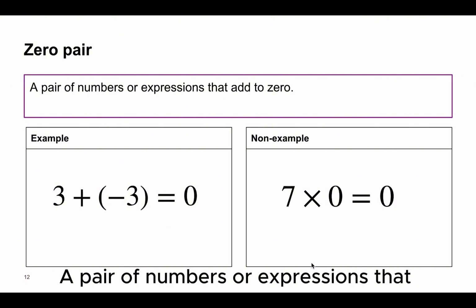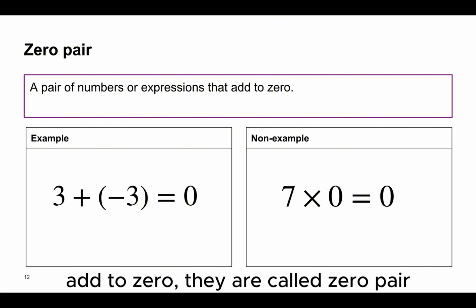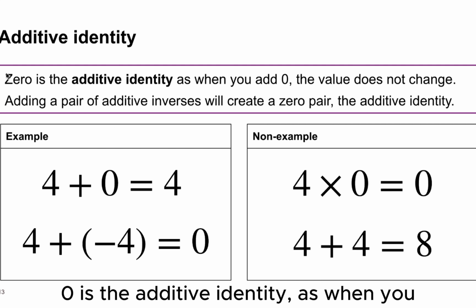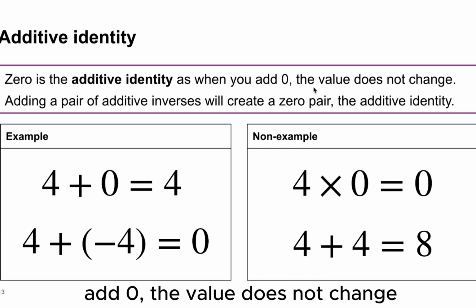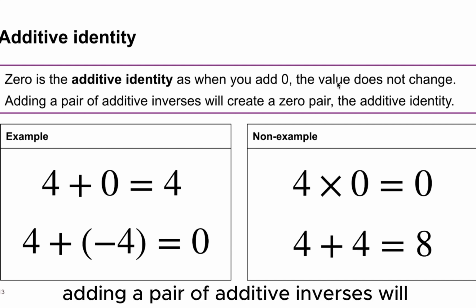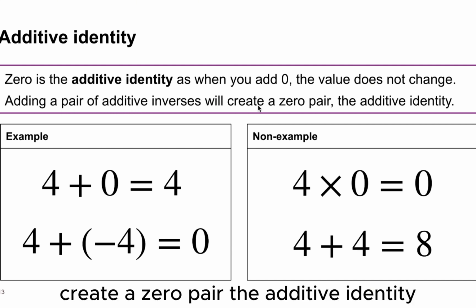A pair of numbers or expressions that add to 0 is called a zero pair. 0 is the additive identity, as when you add 0, the value does not change. Adding a pair of additive inverses will create a zero pair, the additive identity.